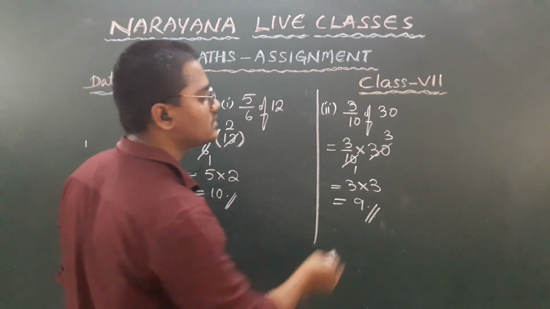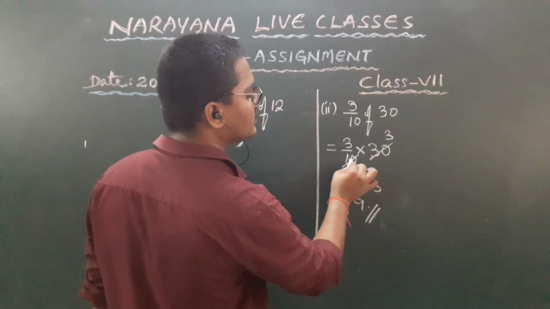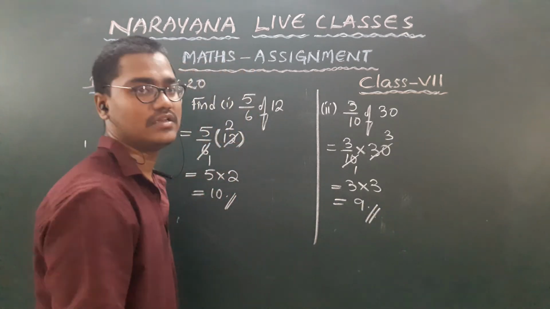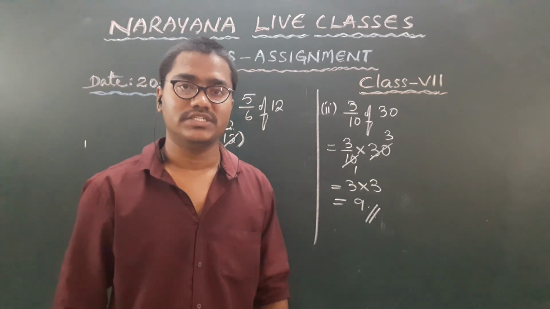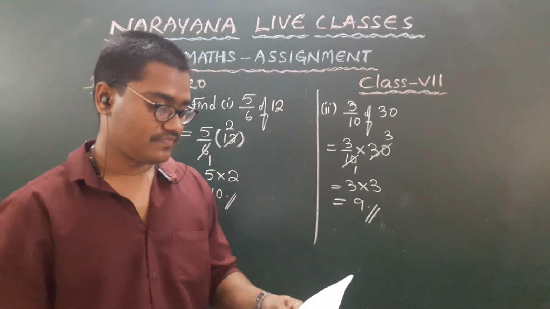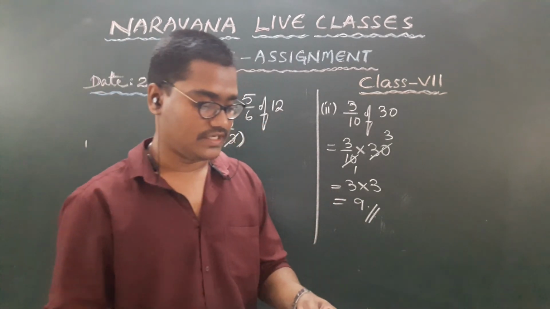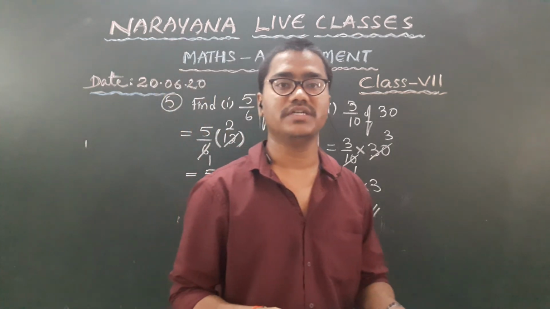Now coming to this question, similarly, "of" is nothing but multiplication. 10 1s are 10, 10 3s are 30. So 3 into 3, that is equal to 9. So the resultant answer will be 9, children. I hope it is clear to everyone, children. All the questions that have been discussed right now. So these are the questions we needed to discuss in this assignment. Hope it is clear to everyone.